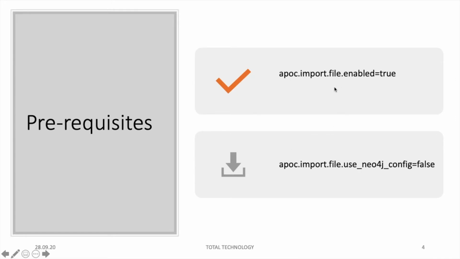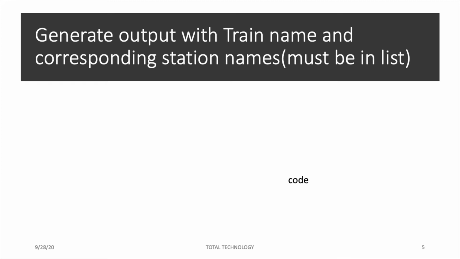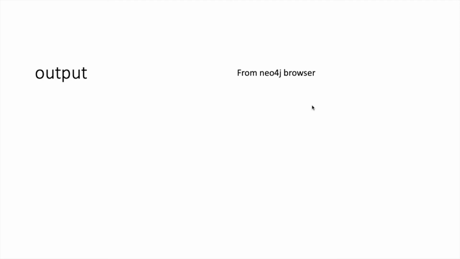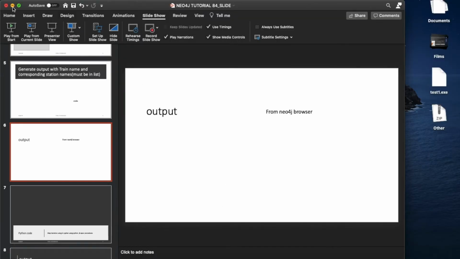The prerequisites are the same, so I am not going to talk about that. Just try to enable this setting, or if you haven't done it, copy paste this. Go to your Neo4j browser, go to the settings tab, copy paste this, hit enter, and restart your Neo4j browser. That's it. If you run without enabling this in your Neo4j browser, you will get an error. So this is the objective: generate output with train name and corresponding station name, but the station names should be in a list.